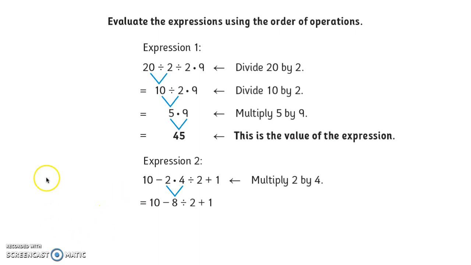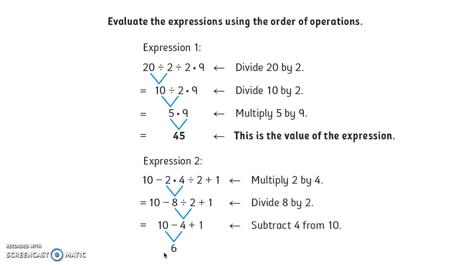Our next step would be division. We're going to divide 8 by 2. We're going to have 10 minus 4 plus 1. 10 subtract 4 is 6. And then we're going to rewrite it. 6 plus 1 equals 7. This is the true value of the expression. You might not be able to see 7, but it's 7.